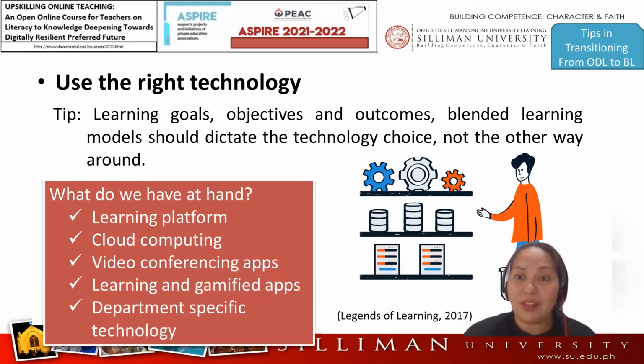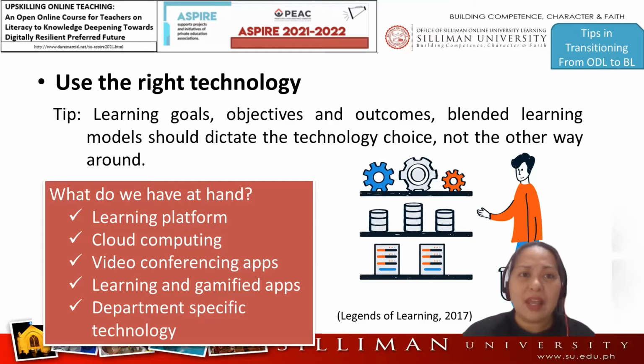And we have actually done that. Our goals, learning objectives, and outcomes, blended learning models, and instructional methods. These permanent elements should dictate the technology choice to use, not the other way around. Again, our goals, learning objectives, and outcomes, blended learning models, and instructional methods should dictate the technology choice to use and not the other way around.